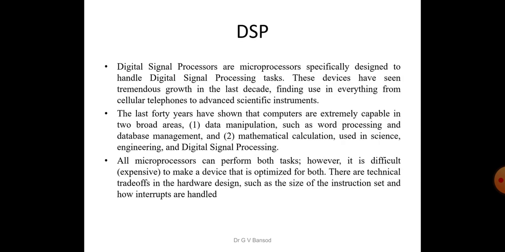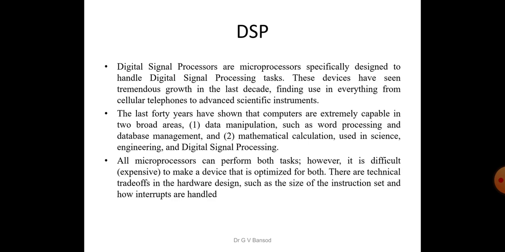So the DSP processors or digital signal processors are the microprocessors specifically designed to handle DSP tasks. Now when I say a DSP task, all signal processing elements, which includes the operation like convolution, DFT, fast Fourier transforms, all kind of filterings can be done with the help of the DSP operation. And as you know that all these operations are very much complex.